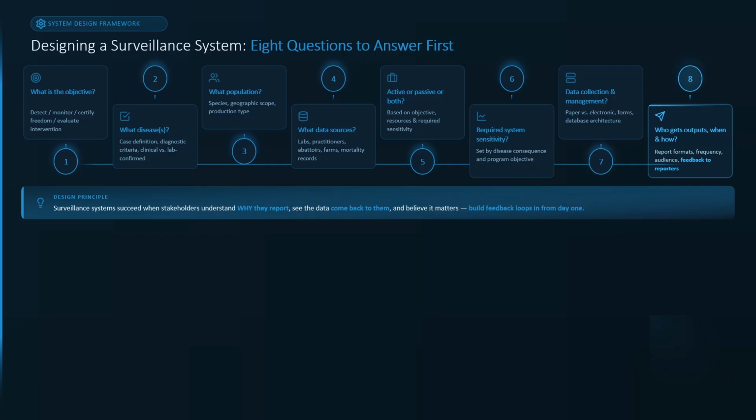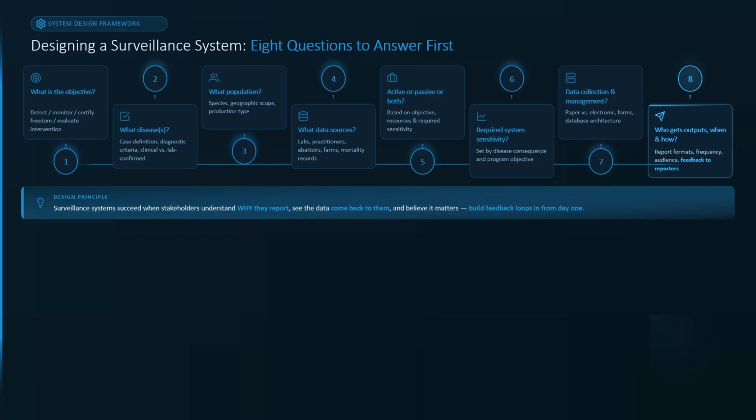Question 3. What disease or diseases? This is your case definition, diagnostic criteria, and whether you're counting clinical or lab-confirmed cases. It's the most technically demanding decision because it shifts sensitivity and PPV in opposite directions. Question 4. Active, passive, or both, driven by your objective, your resources, and the sensitivity you need.